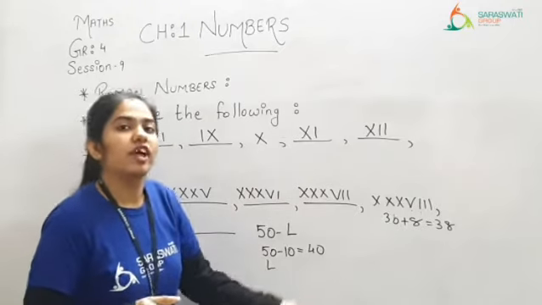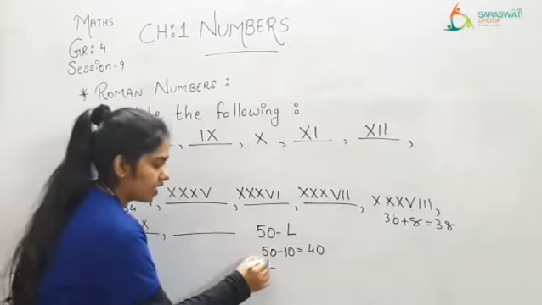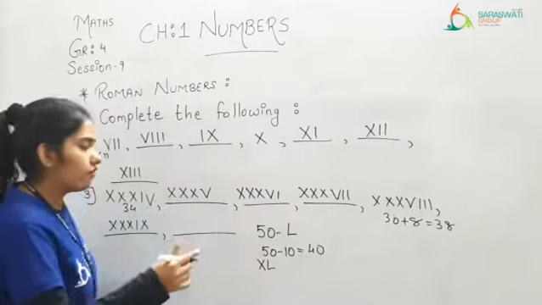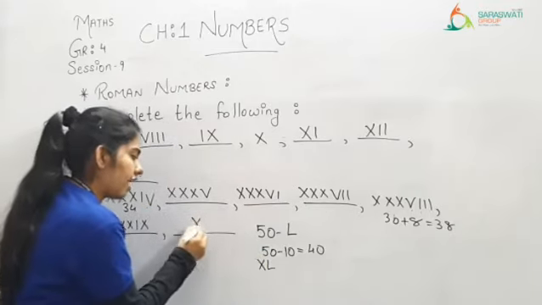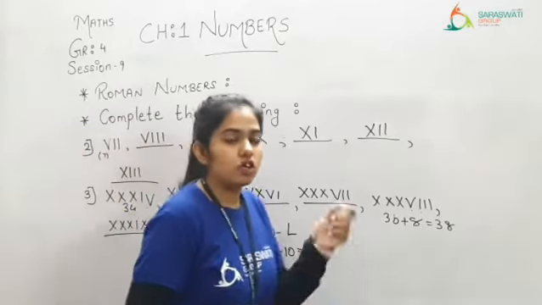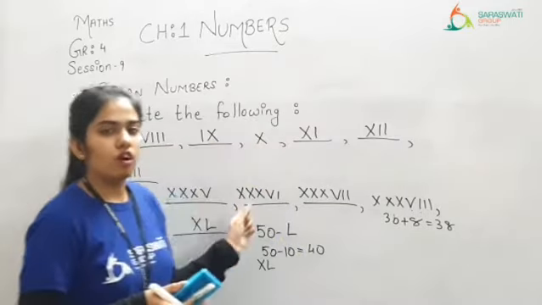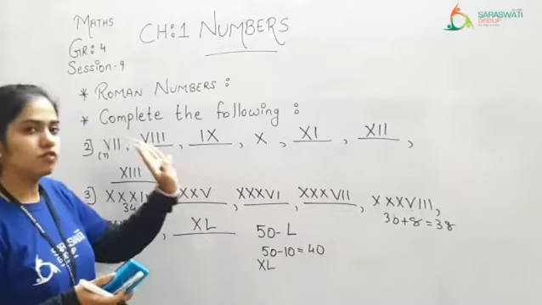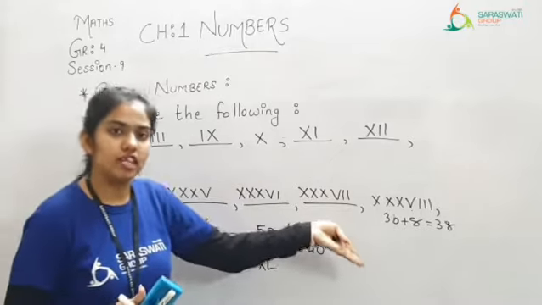Yes, we will write the value on the left hand side, x. So the value for 40 will be xl. So in this way you have to solve the following, right? You have to solve the following missing values.